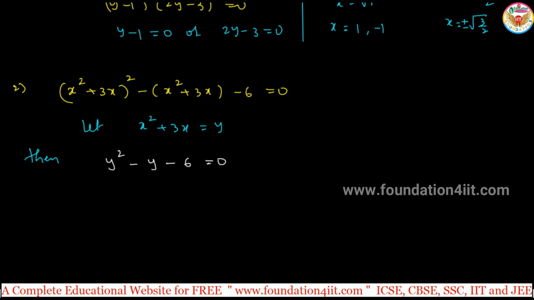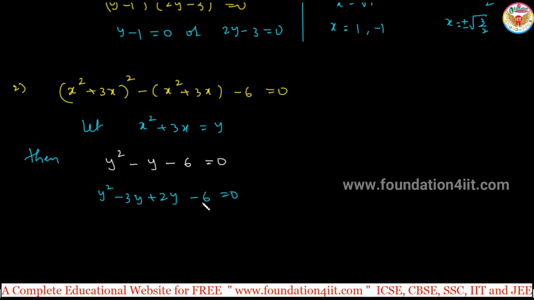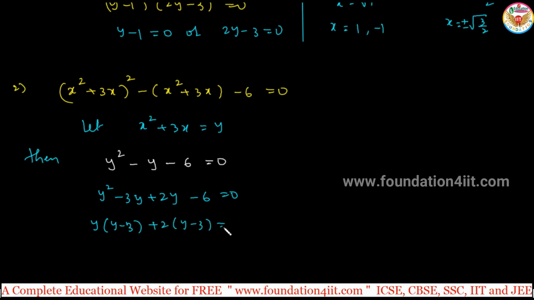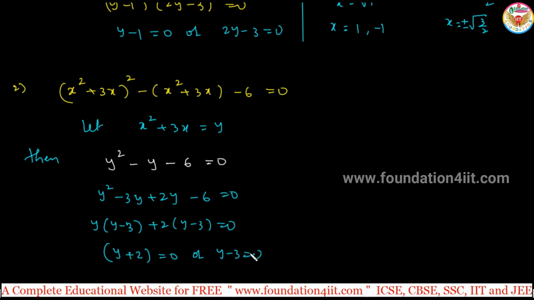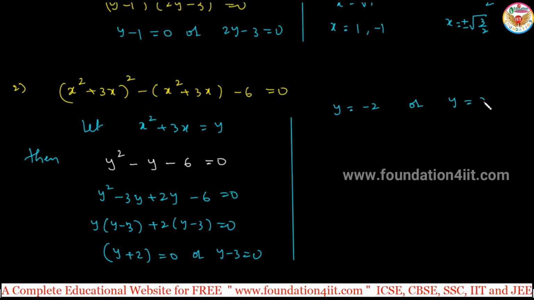You can start doing factorization of this. So y square minus y minus 6: minus 3y plus 2y, y square minus y minus 6 is equal to 0. Same factorization method. Now y into y minus 3 plus 2 is common, y minus 3 is equal to 0. Finally, y plus 2 is equal to 0 or y minus 3 is equal to 0. Then from this, y is equal to minus 2 or y is equal to 3.